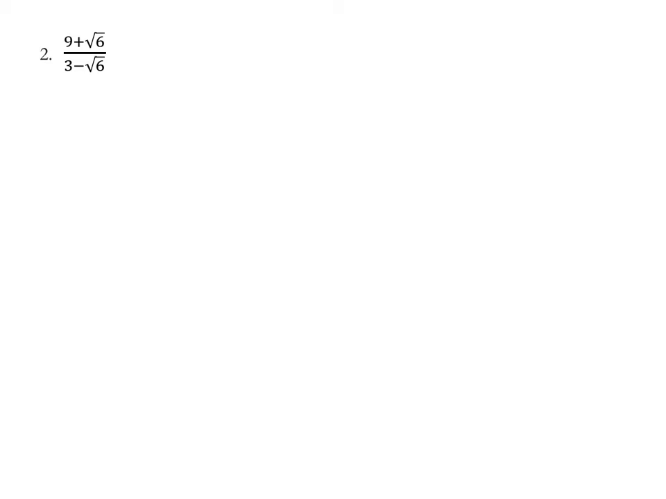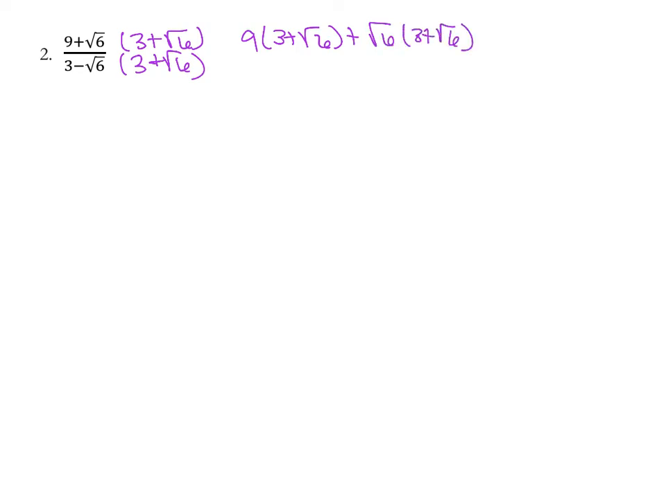Alright, so looking at this next one, your first step should be multiplying by the conjugate. Should be multiplying by 3 plus radical 6. Whatever you do to the bottom, you've got to do the top. And then remember the top we're distributing, so it's going to be the 9 times the 3 plus radical 6. And then it's going to be the radical 6 times the 3 plus radical 6. We can just break that apart to help us out.